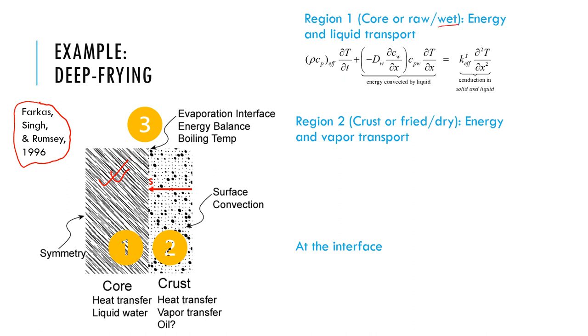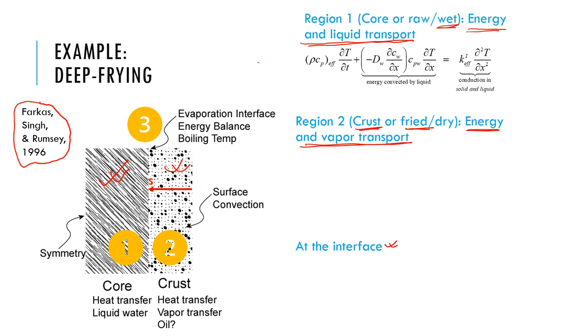So it's wet, and we have the energy and liquid transport there inside. And then region 2 is here, where all the phase change has already happened. So it's the crust or the fried or the dry region. And so here we'll have energy and vapor transport, and then we have the interface.